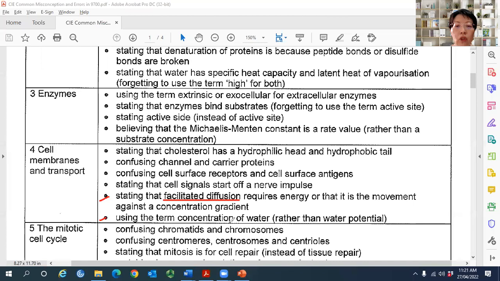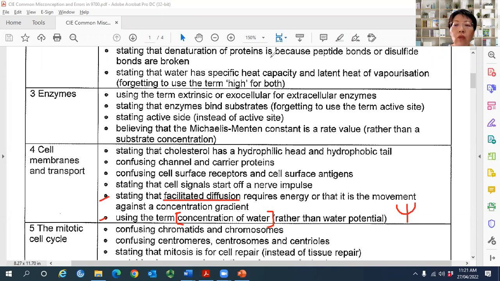Using the term concentration of water. So I keep on stressing, water has no concentration. Water has no concentration, only a solution has concentration. Right? Water is a solvent. How can it have concentration? So if you want to say the amount of water molecules, then you have to say water potential.